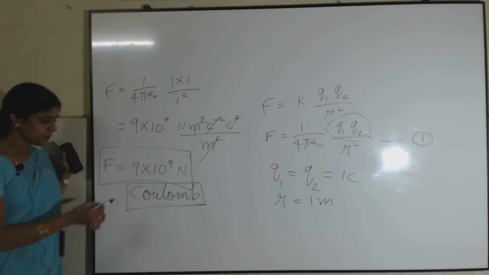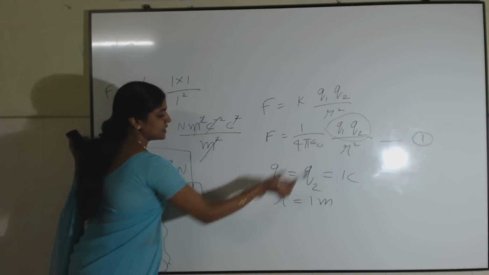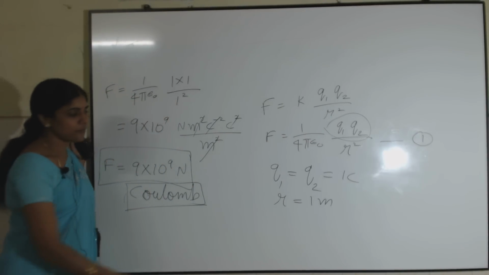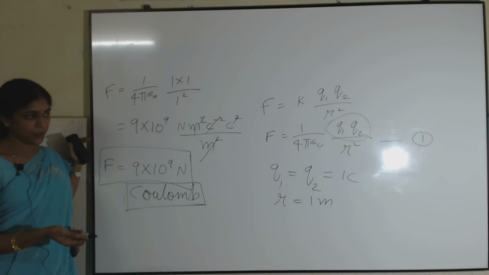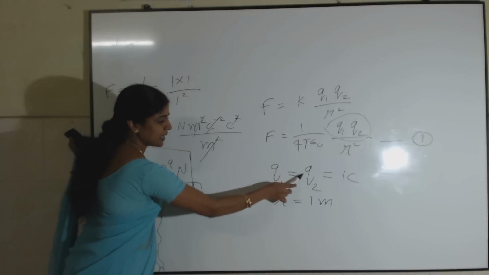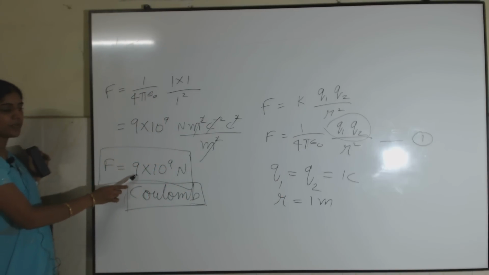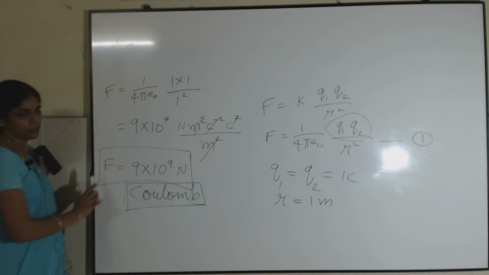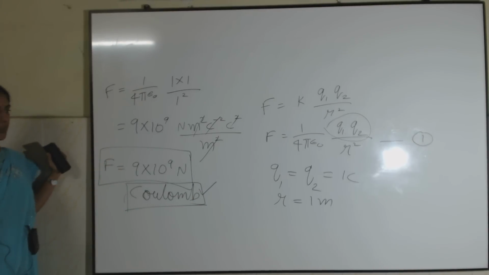It is nothing but the quantity of charge which, when placed at a distance of 1 meter in air or vacuum from an equal and similar charge, will experience a repulsive force of 9 into 10 power 9 Newton. So in this way I can define the definition for 1 coulomb.